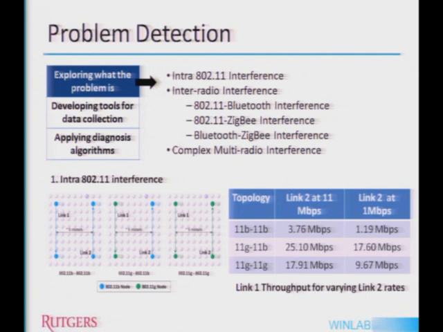We see that as we move from link 2 at 11 Mbps in column 2 to link 2 at 1 Mbps in column 3, the throughput of link 1 falls drastically, even though link 1 has done nothing different. Link 1 is absolutely separated from the operations of link 2, but just the fact that it's transmitting slowly and hogging more of your channel is why link 1 is suffering in its throughput. So that's one of the cases that we covered.